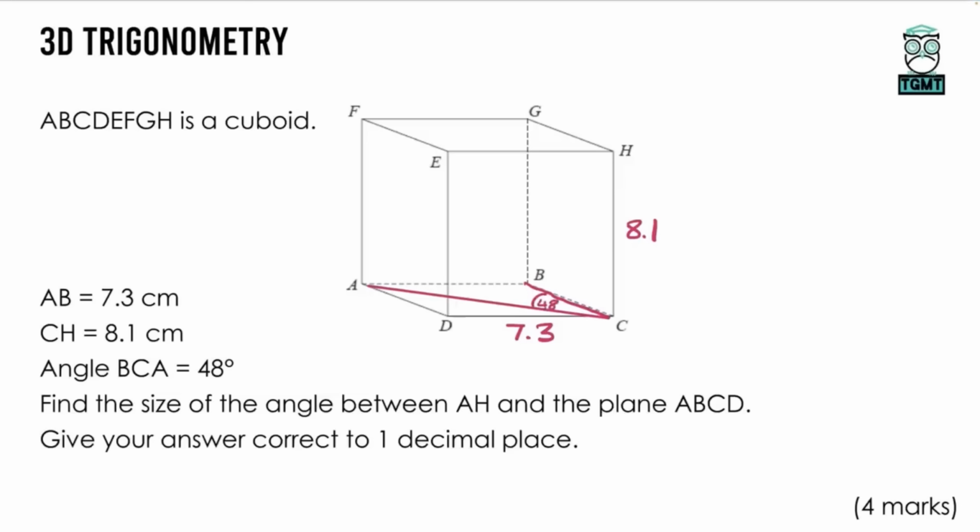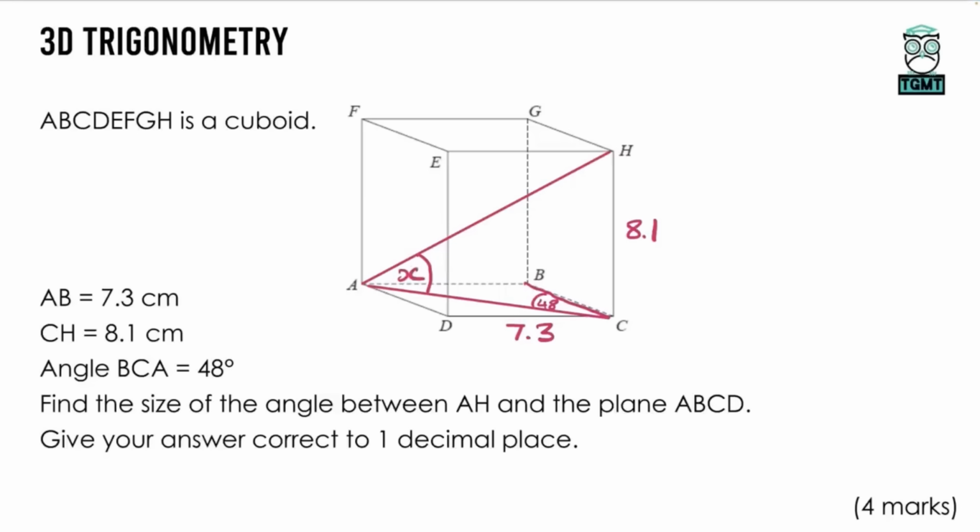It says find the size of the angle between AH and the plane ABCD. Now the plane is the flat surface on the base. So between AH, A to H goes up to here, and the plane, and we've already drawn that line in, and that's this angle here, sort of in the space inside the shape. So that's what we're trying to find, this angle. We'll call it X for now.